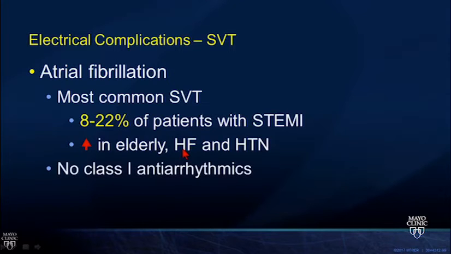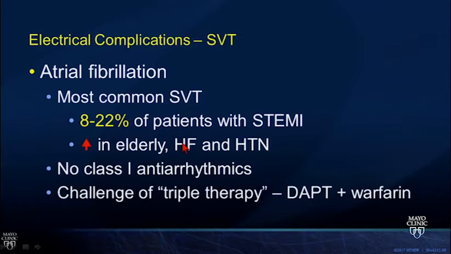So what do we need to know about these? Don't use the class 1 antiarrhythmics. We just said that, right? The CAST trial. And there's a challenge of triple therapy, and Nandan just gave us a nice outline of that challenge of TOAT, was it? T-O-A-T. So that comes along with its own set of complications.